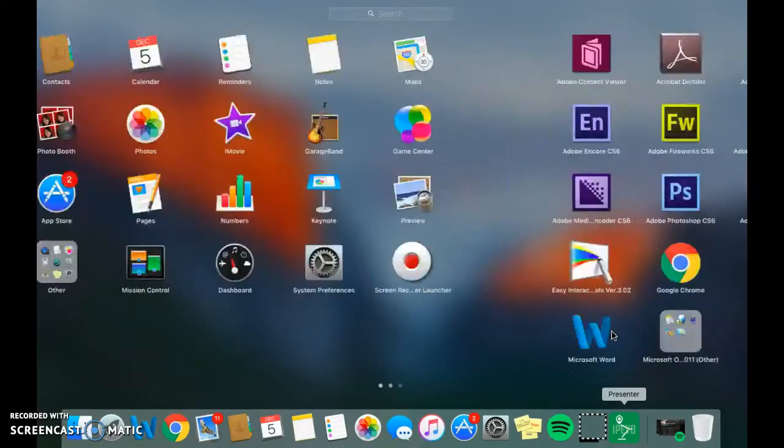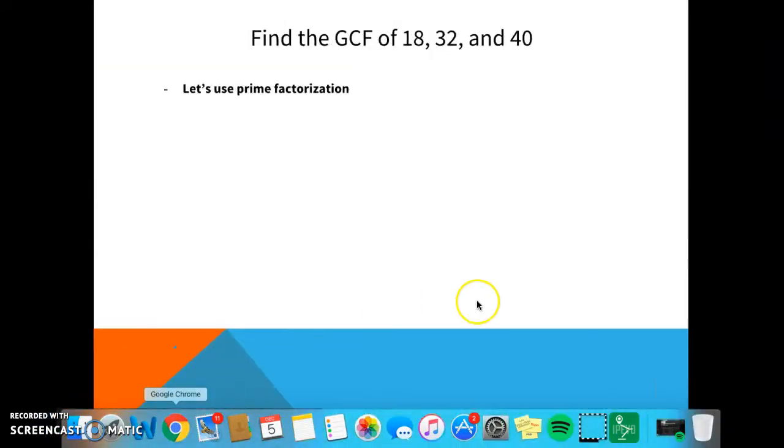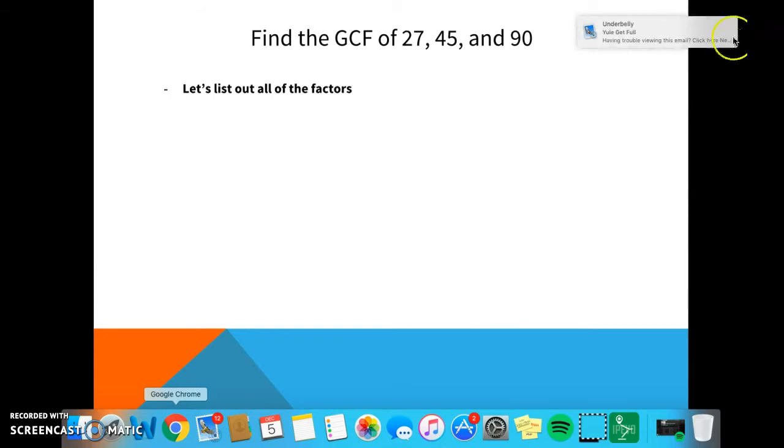Another strategy that we can use is to list out all the factors of each. Now, this strategy takes a little bit longer, but when it's simple numbers like these, it actually makes a little bit of sense. So we are going to list out all the factors of 27, 45, and 90. And I'm not just going to list out the prime factors, I'm going to list out all of the factors.